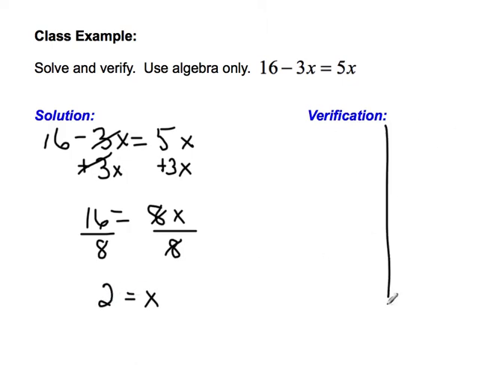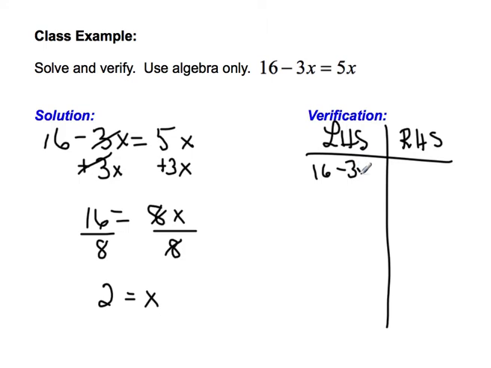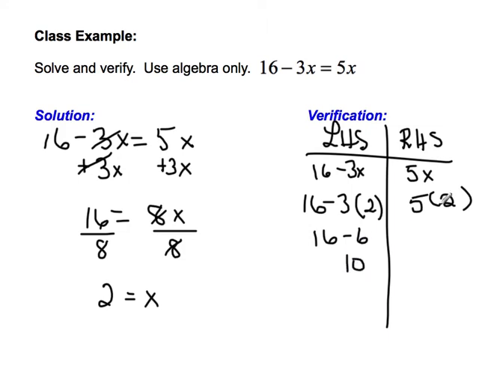When I verify, I have my left-hand side equal to the right-hand side. I have 16 minus 3x on my left-hand side of the equation, and I have 5x on the right. I know my x is equal to 2, so wherever I see an x, I replace it with 2. I have to simplify both sides of the equation now. So I have 16 minus 6 is equal to 10. And on the right-hand side, I have 5 times 2 is equal to 10. And I know my answer is correct.